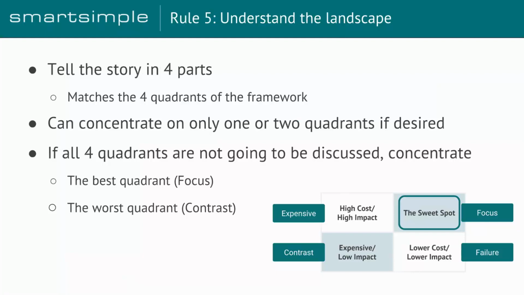Moving on, rule number 5, let's understand the landscape here. As I talked about earlier, we're looking at 2 axes, and each of these axes breaks down to create 4 quadrants. Really what we're trying to do here is tell the story in 4 parts, if you think about it. Take a look at the graphic in the bottom right-hand corner. You don't have to tell the story in all 4 parts, but we tend to concentrate on 2 particular parts once we have our results.